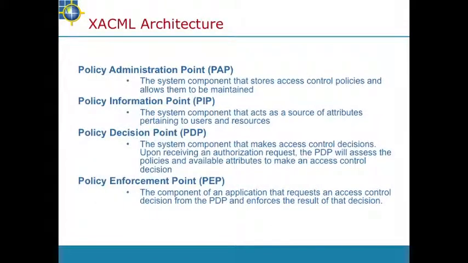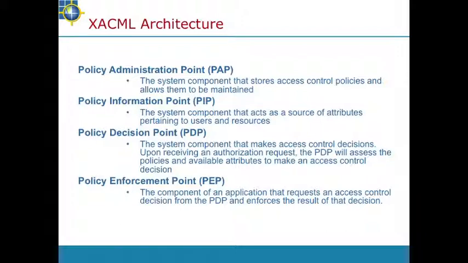There are four principal components within the XACML architecture. The Policy Administration Point, or PAP, is the system component that stores the access control policies. These are the XACML policy documents, which are XML documents, and it allows those documents to be maintained through their life cycle, to be created, modified and deleted. The Policy Information Point, or PIP, is the system component that acts as a source of attributes pertaining principally to users, but also about other objects within the system.